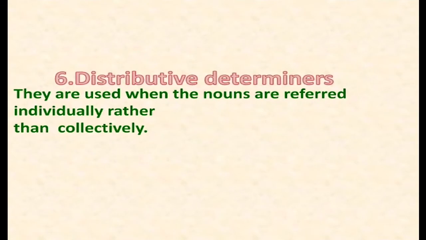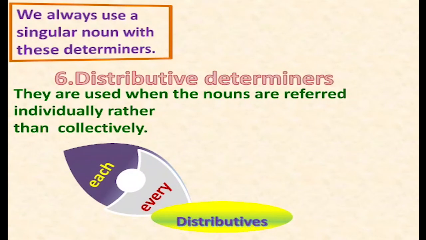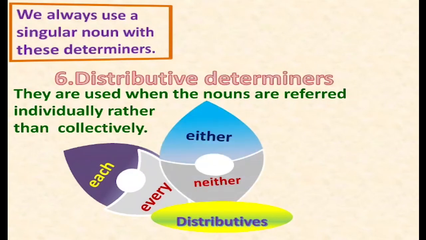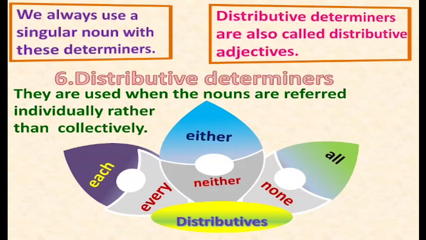Okay. Now we learn about the distributive determiners. They are used when the nouns are referred to individually rather than collectively. So though you show them collectively, you still talk about them as individual nouns. We always use a singular noun with these determiners, with distributives. Some of the distributives are each and every, either and neither, all and none. And the distributive determiners are also called the distributive adjectives.